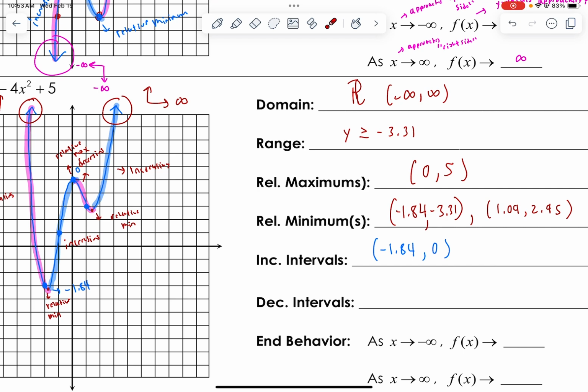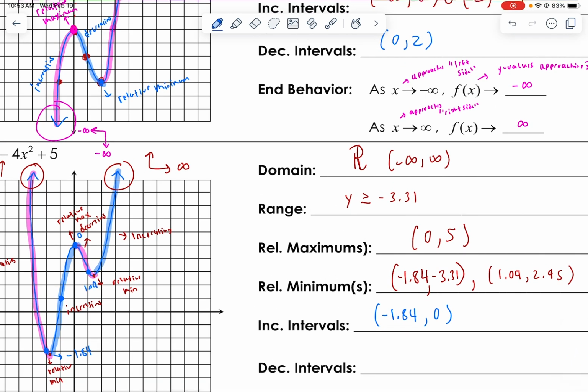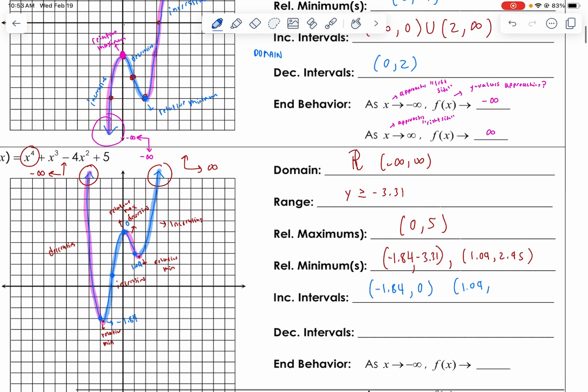And then we start to increase again from this point right there, which was at 1.09. And then we start to increase all the way up and to the right. It keeps on going, so to positive infinity. Don't forget we put a union in between.